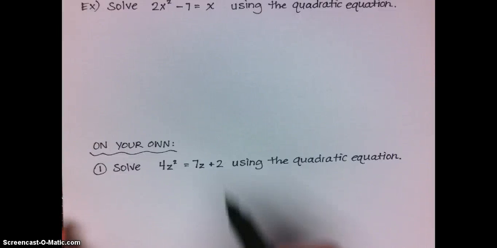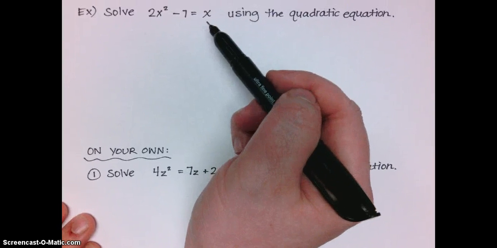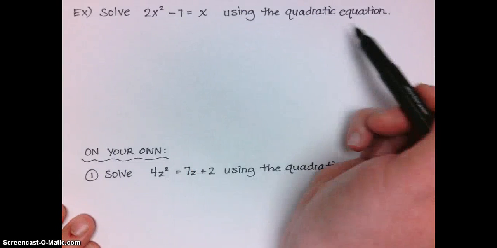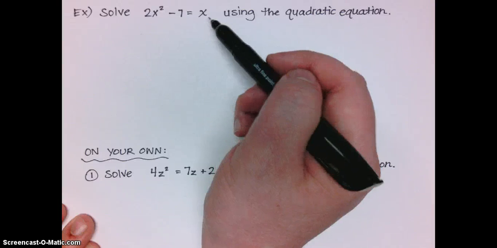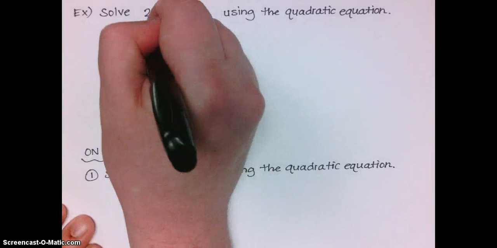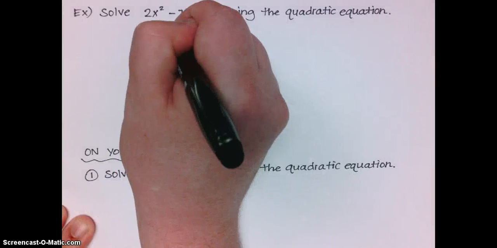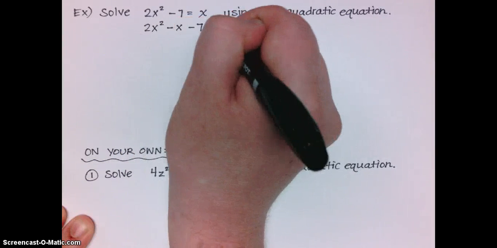This time, the x is on the other side, but it shouldn't matter. Okay, we're going to solve 2x squared minus 7 is equal to x using the quadratic equation, and we're simply just going to need to move x to the other side. So I'm going to subtract x and rewrite it, 2x squared, and I'm going to put it in the proper place, so minus x, and then minus the 7 is equal to 0.